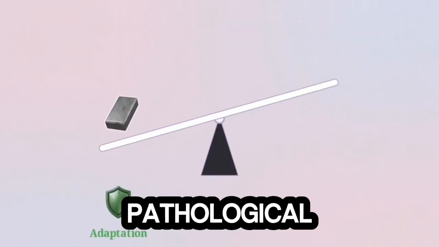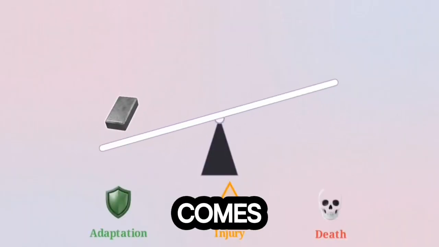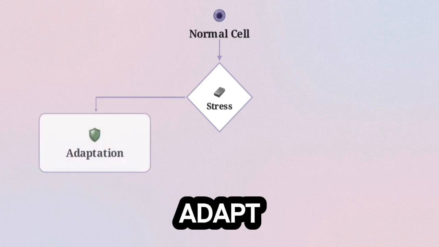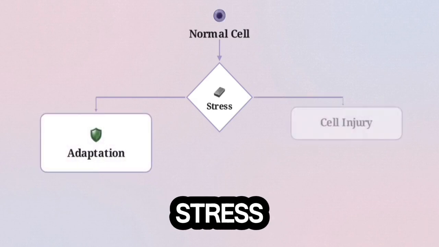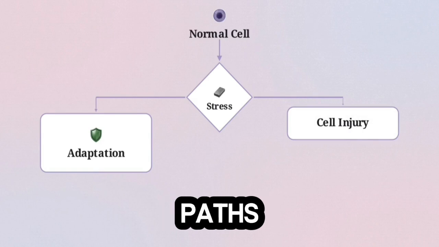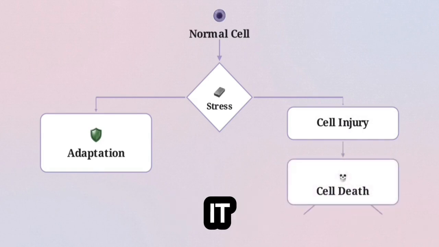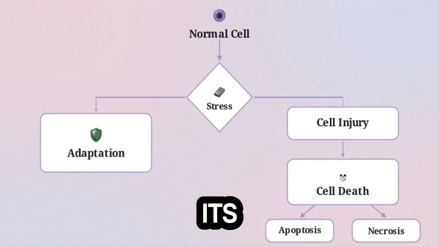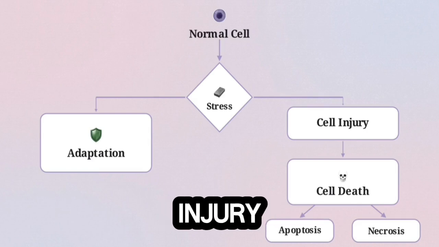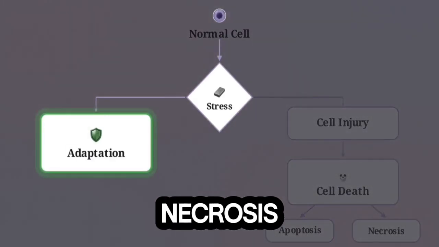When a cell is exposed to physiological or pathological stress, its survival comes down to a single factor: the severity of that stress. Depending on the load, the cell will either adapt, sustain injury, or die. A normal cell exposed to stress branches into several distinct paths. If it can handle the load, it achieves a new steady state through adaptation. If the stress exceeds its limits, it suffers cell injury, which can progress to irreversible cell death, apoptosis or necrosis.